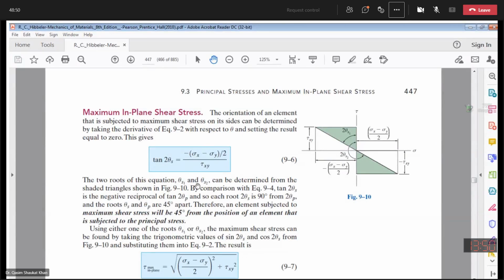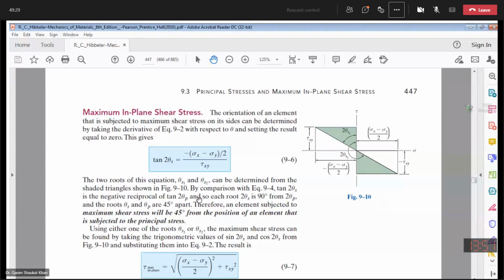After you have computed the orientation of the shear planes, the next thing is to calculate the maximum in-plane shear stress. In the computation of the maximum in-plane shear stress, you have two options. Option one: you have the values of theta s1 and theta s2. Substitute the values of theta s1 and theta s2 in equation number 3, or equation 9.2.